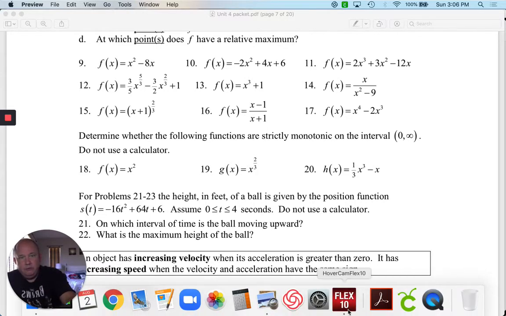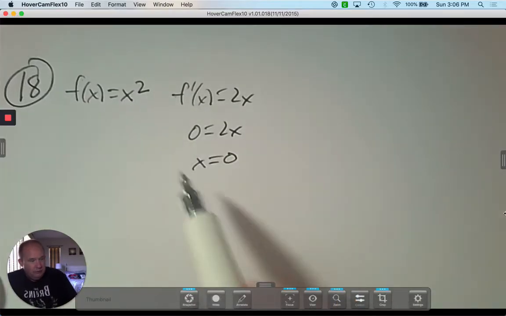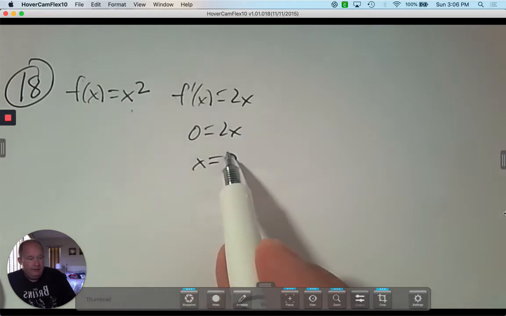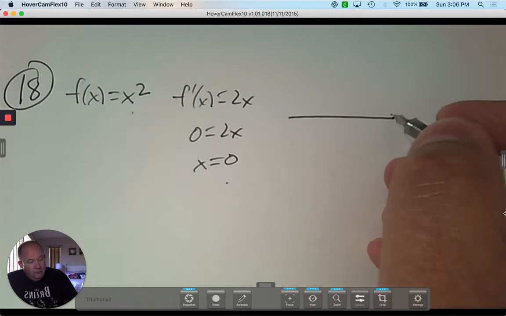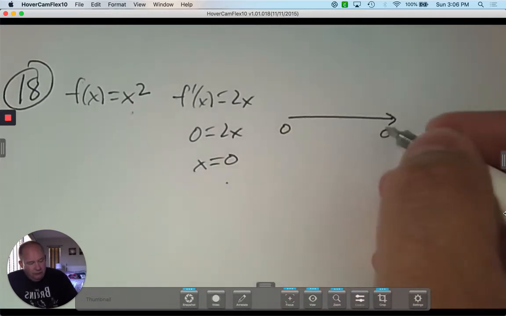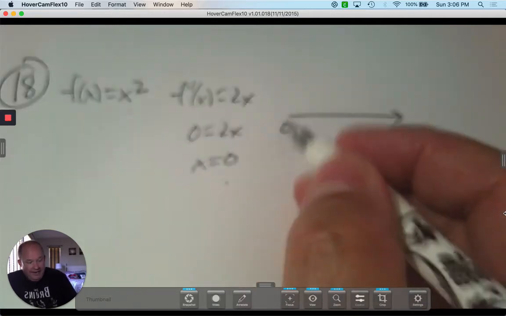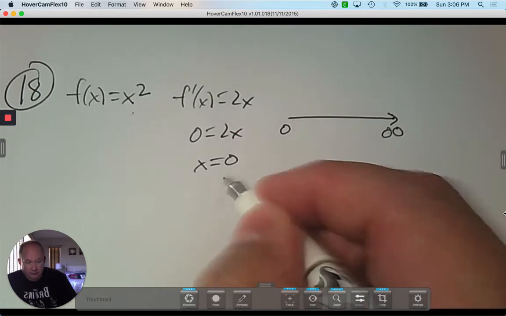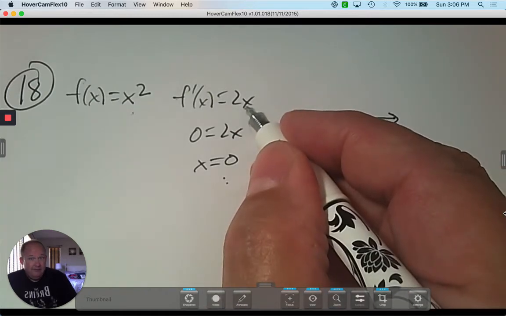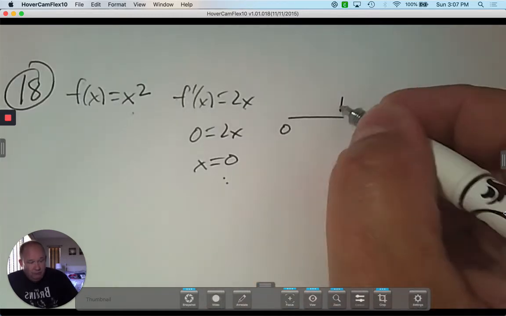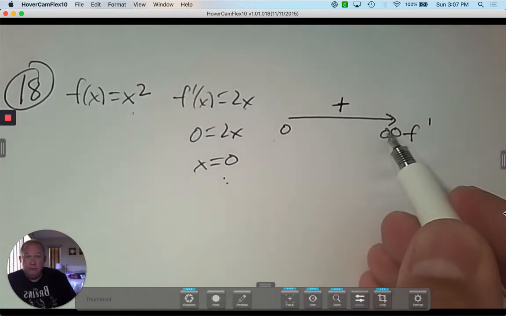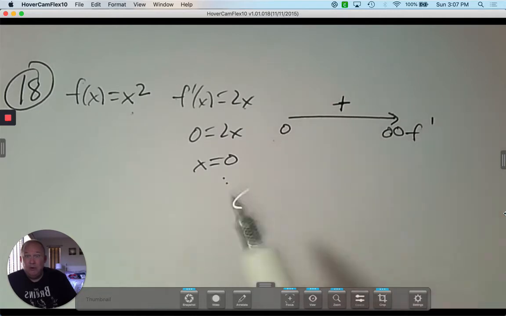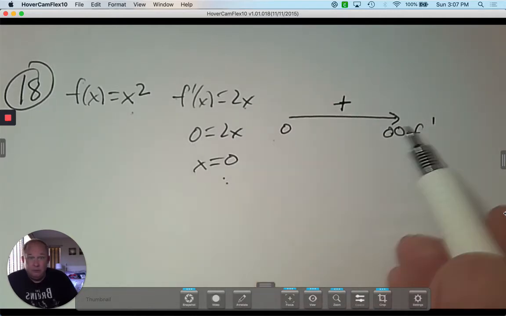Let me show you my work. So take the derivative of x squared, make it equal to 0, solve it. We're only looking from 0 to infinity. We're not looking anywhere else. So 0 is a critical number. Now, if I plug in any number greater than 0, that answer will always be positive for the first derivative. So from 0 to infinity, this is monotonic. It's only increasing from 0 to infinity.